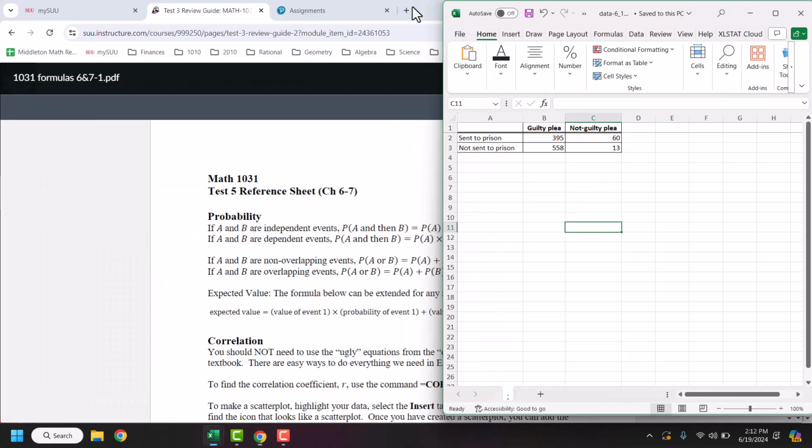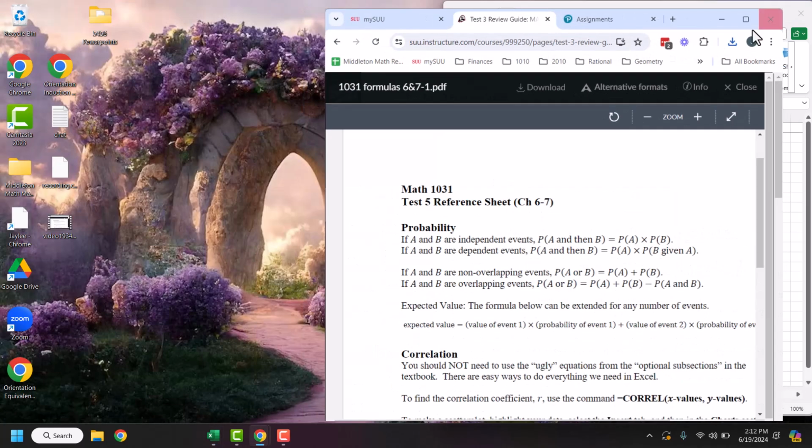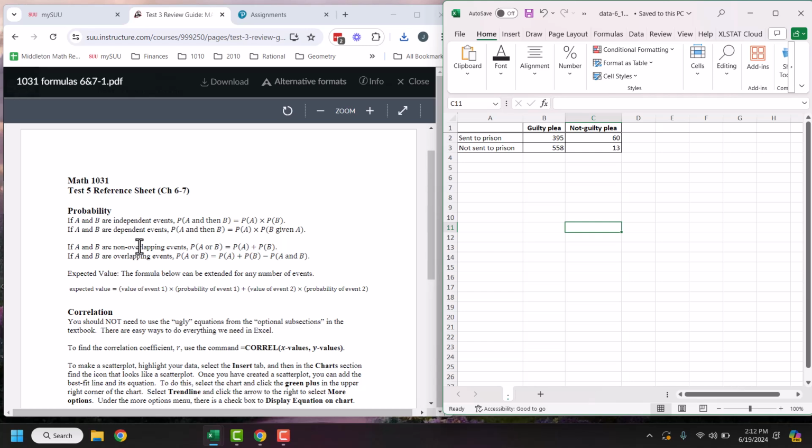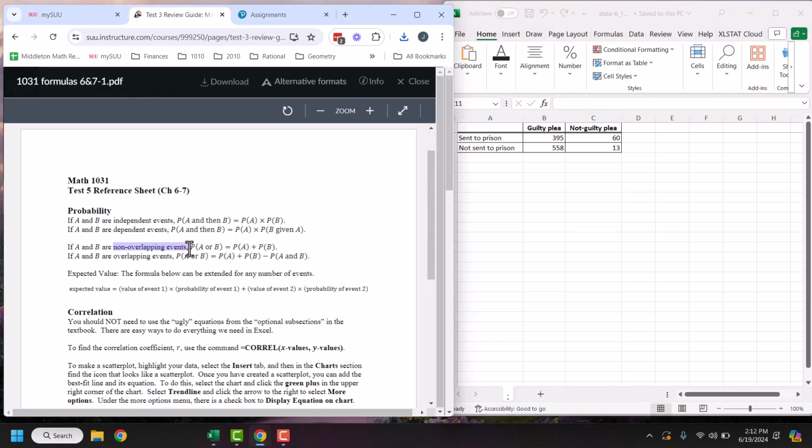So to do this, I'm going to use the OR formula, and this is the reference sheet for test 4. It should say test 4, not test 5 there. So I'm going to use one of these two formulas. Now, these two formulas are actually the same formula because if you have non-overlapping events, the probability of the two events happening together is impossible. It's zero. And so this formula is actually not necessary because you can always use this formula because this will equal zero in the case of non-overlapping events.